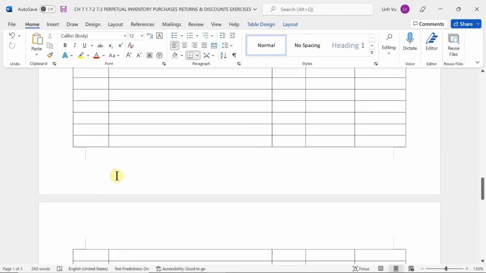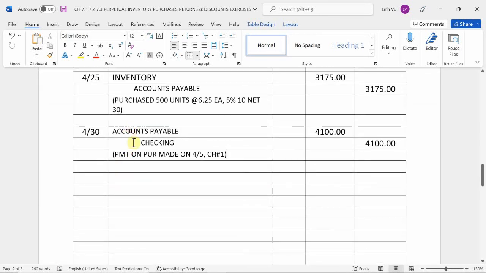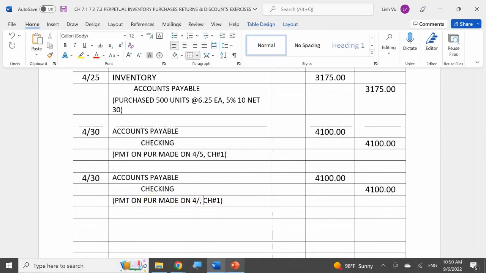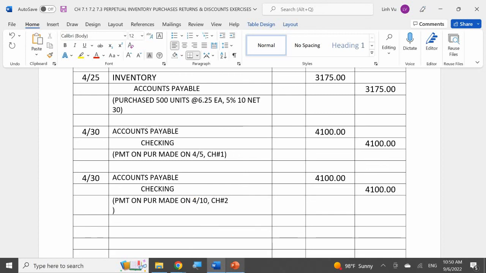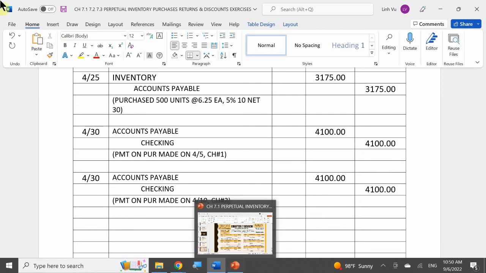So that's exactly what I'm going to do. I am going to journalize the same thing here, but this time it's for the same amount too. And then again, purchases made on April 10, and we used our second check. Okay.